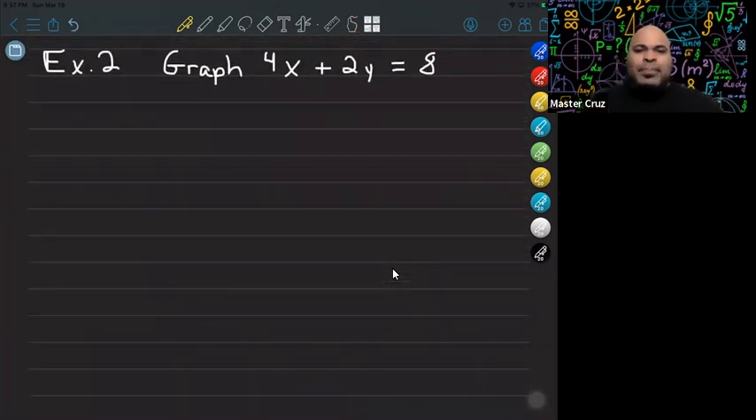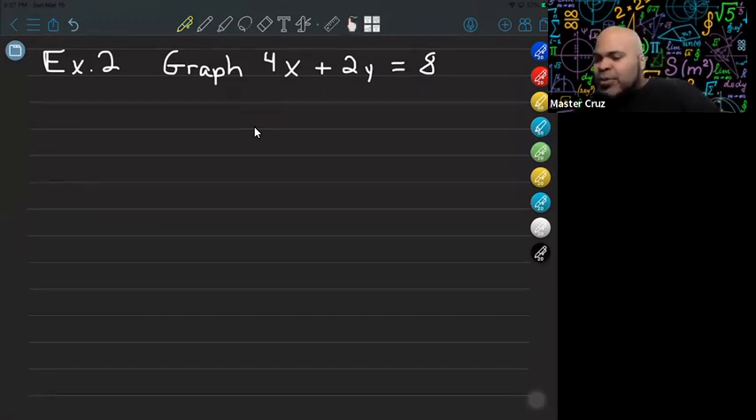So let's do example 2. What happens when you're given an equation, and the equation does not look like y equals mx plus b? Well, we can rewrite it as y equals mx plus b, very similar to our techniques for solving linear equations.